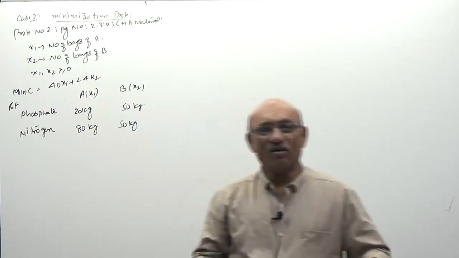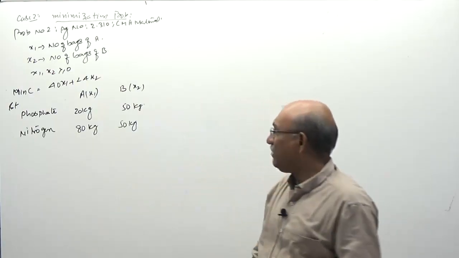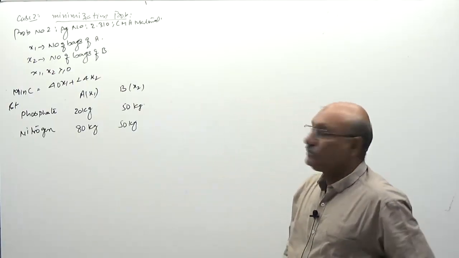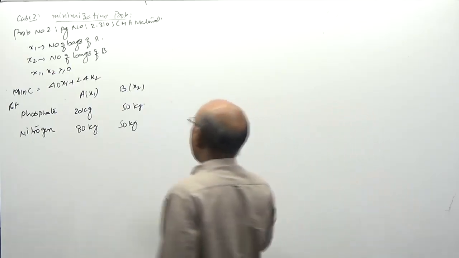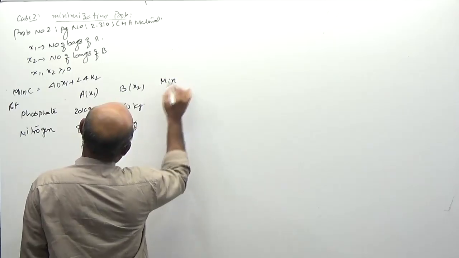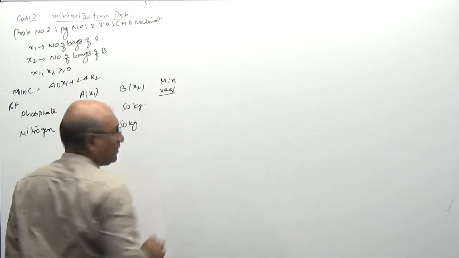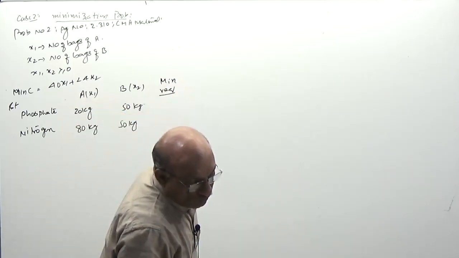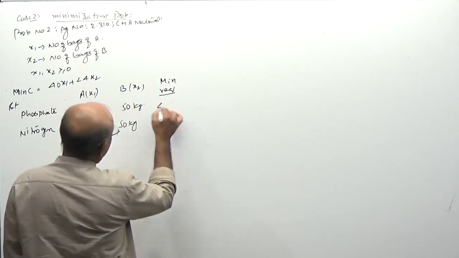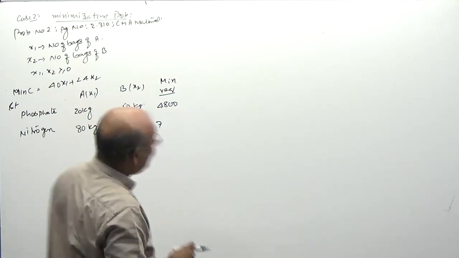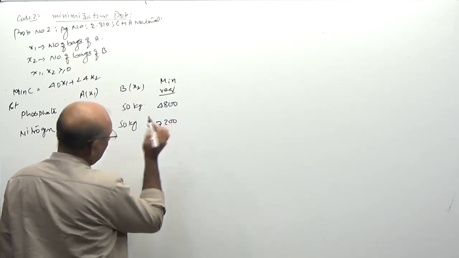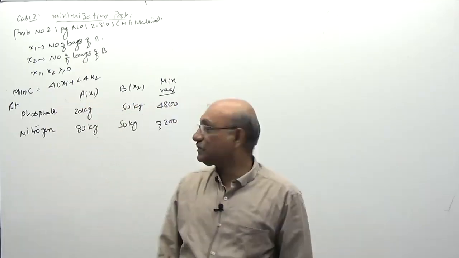X1 number of bags of A and X2 number of bags of B we decided to purchase. And the minimum requirements are 4,800 and 7,200. This way it is given, sir.